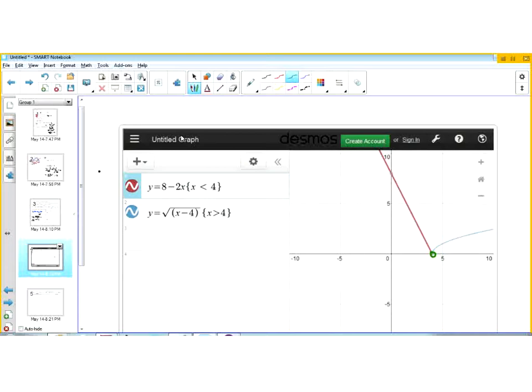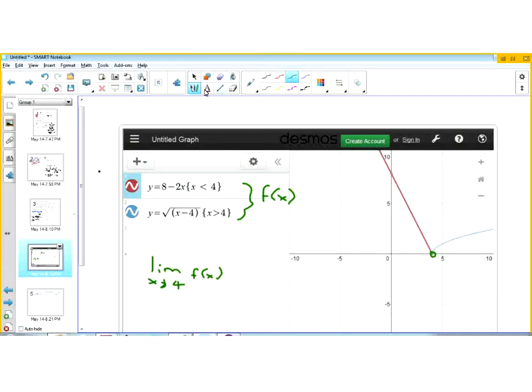Let me annotate a hole at x equals 4 for emphasis. So there's a hole right there. And so the question is, what is the limit as x approaches 4 of this function f of x, which is this piecewise defined function? All of this, these two branches, this is my f of x.